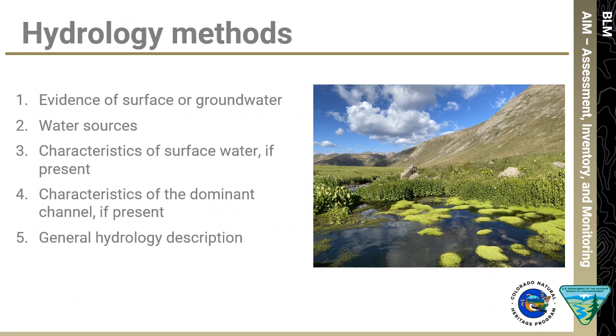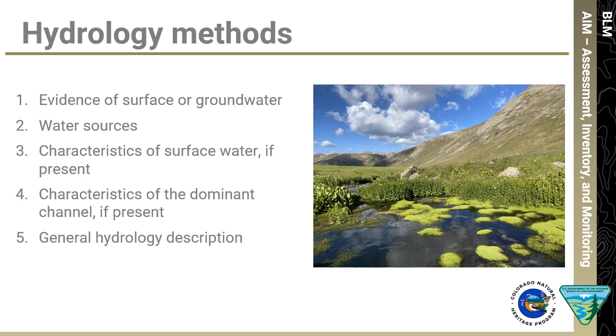Though hydrology is a critical characteristic of a riparian or wetland area, it can be difficult to measure in the field because hydrology is dynamic and variable. The Riparian and Wetland AIM protocol considers hydrology a covariate method, meaning that it is used to help characterize the site for purposes of classification, stratification, or understanding a wetland's ecological potential.